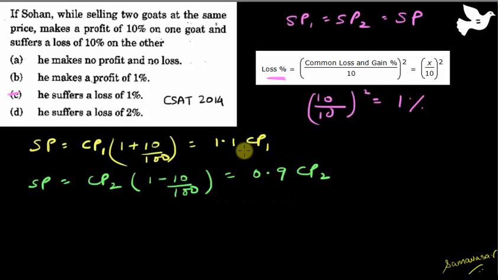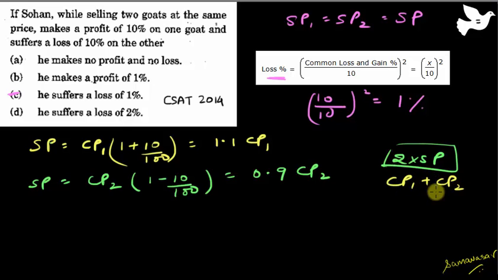Now, if I want to calculate the net loss or profit on the entire transaction, I need the total selling price, which I know because he's selling the first goat for SP and the second goat also for SP. So what is the total money that he is receiving? It is 2 times SP. I also need the total cost price, the total price that he's paying. So that is CP1 plus CP2.